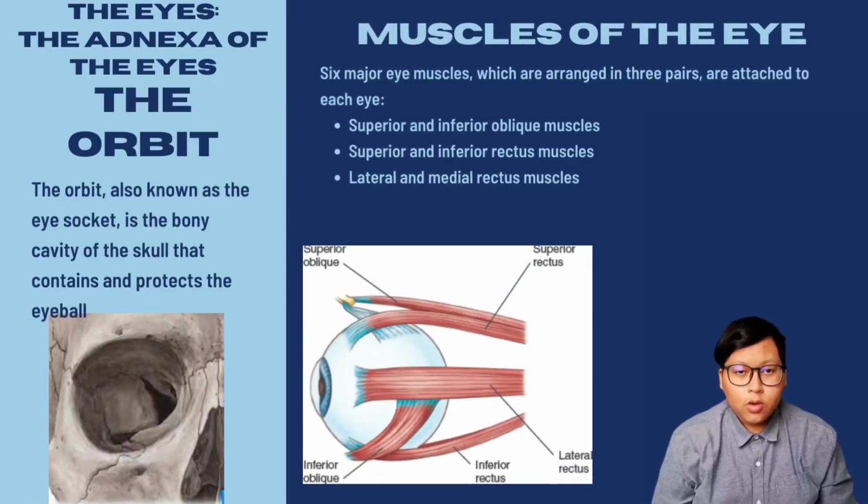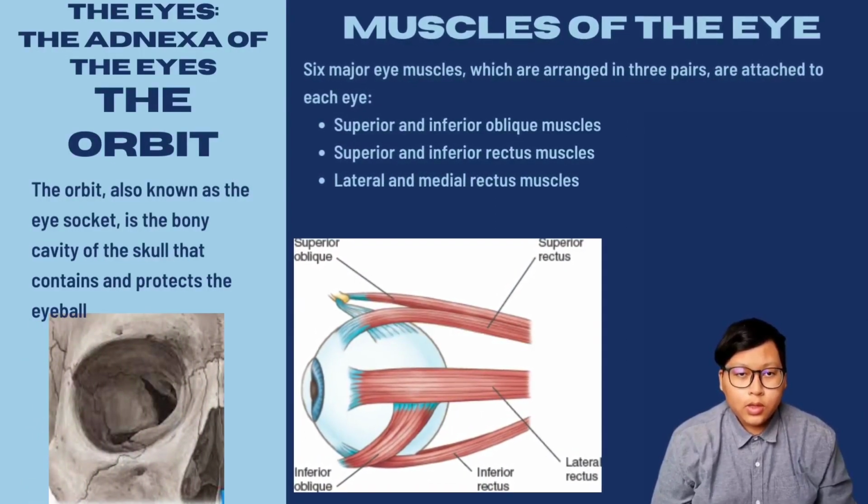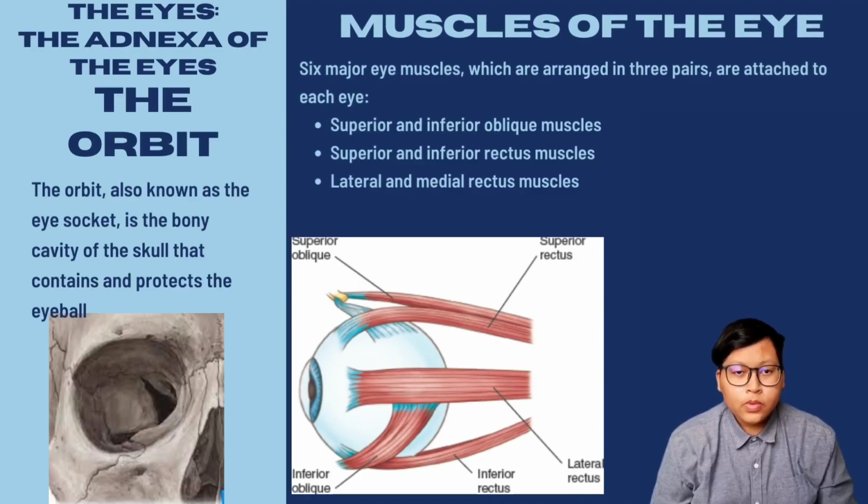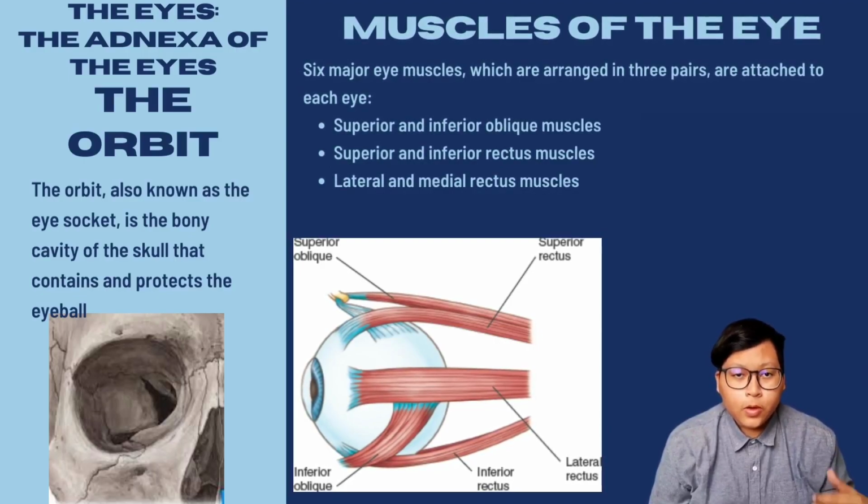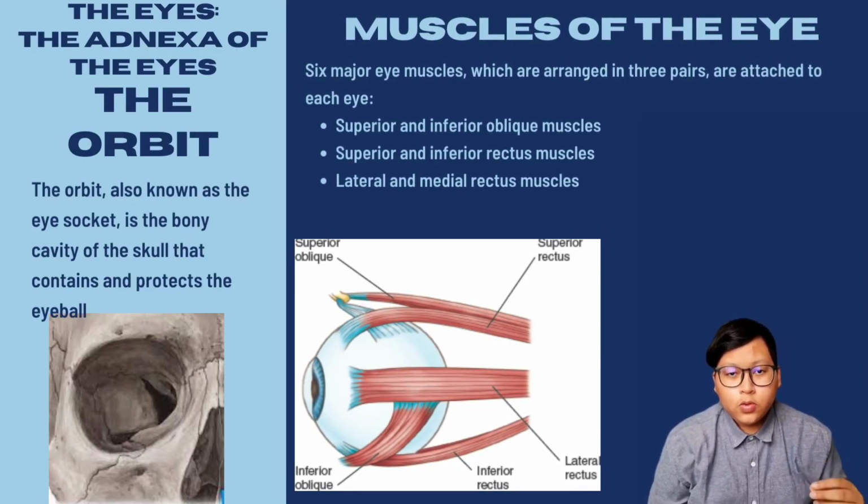For the structure of the eyes, there is the adnexa. The first is the orbit. The orbit is known as the eye socket, which is the bony cavity of the skull that contains and protects the eyeballs.